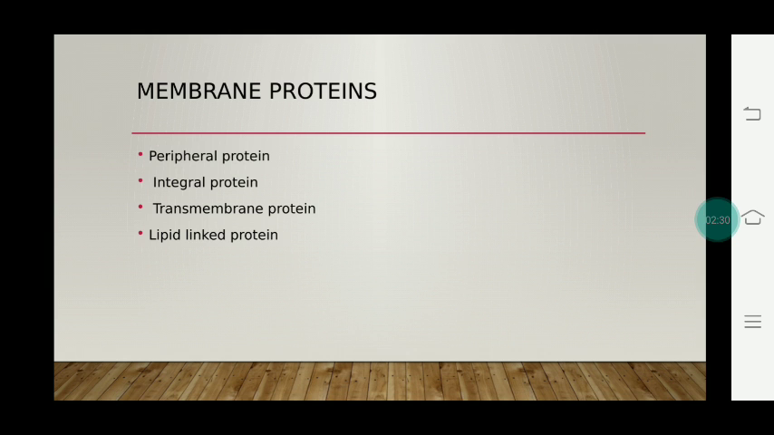So the plasma membrane proteins are of types like peripheral protein, integral protein, transmembrane protein, and lipid-linked protein. These are some types of protein found in the membrane. So let's look towards the membrane proteins.